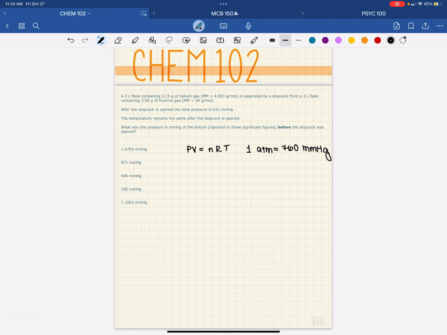The next is a 3-liter flask containing 2.15 grams of helium gas, a molar mass of 4.003 grams per mole, separated by a stopcock from a 3-liter flask containing 3.06 grams of fluorine gas, 38 grams per mole. The stopcock is opened and the total pressure is 631 millimeters of mercury. The temperature remains the same after the stopcock is opened. What was the pressure of the helium before the stopcock was opened?